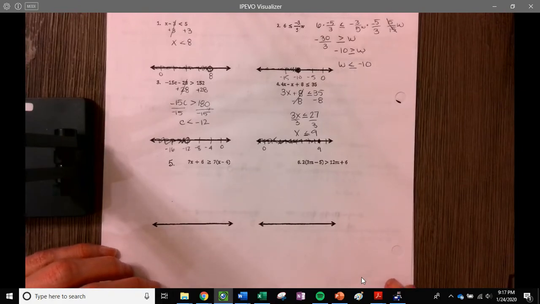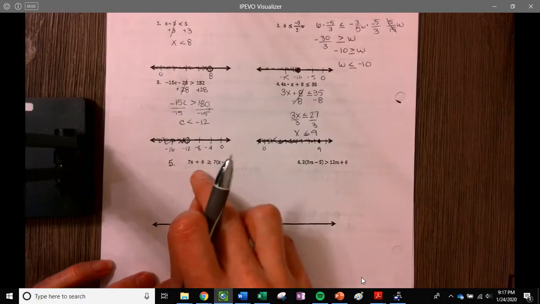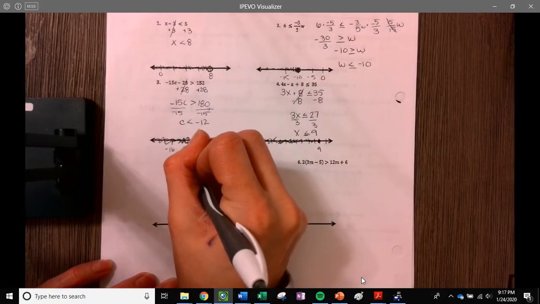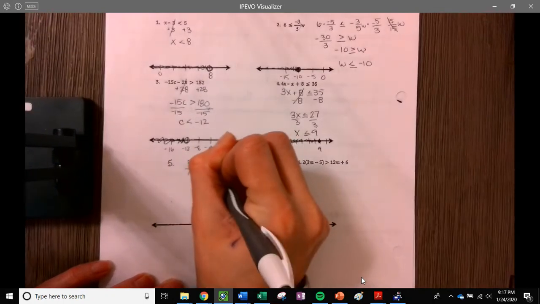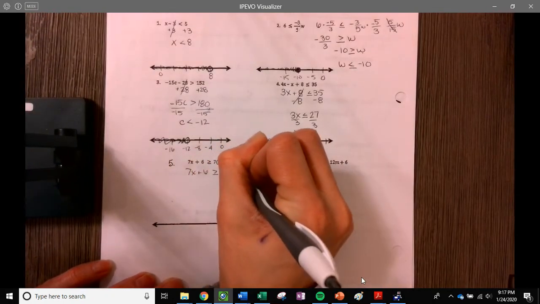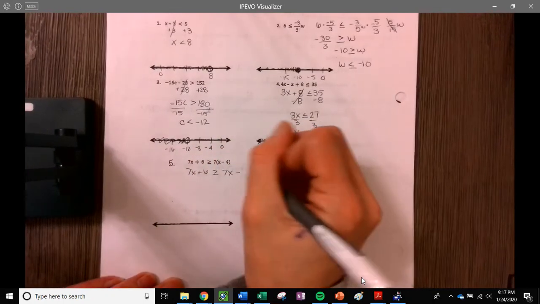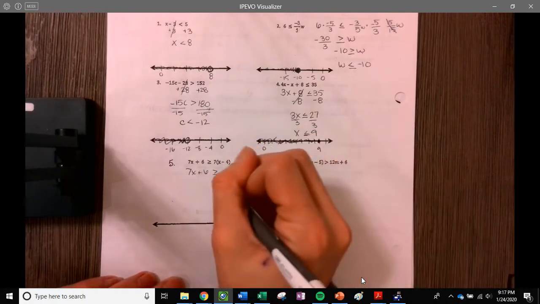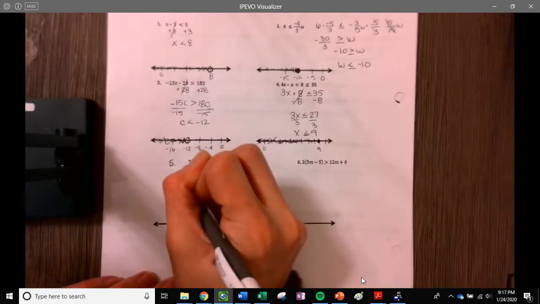All right, we've got 2 more. Are we ready? All right, 7x plus 6 is greater than or equal to 7 times x minus 4. So we have to get rid of those parentheses by distributing. 7x minus 7 times 4 is 28. Oh, what do we have here?